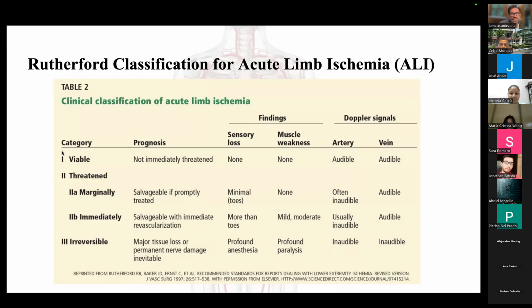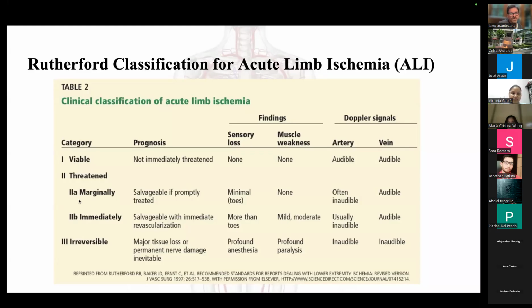One has a Rutherford category 1, which is a viable limb, and you find audible arteries, audible veins, there's no muscle weakness, and there's no sensory loss. So that's acute limb ischemia 1. There's no acutely threatened limb, but the patient has pain. Okay, and I'll go through that too so you can understand it.